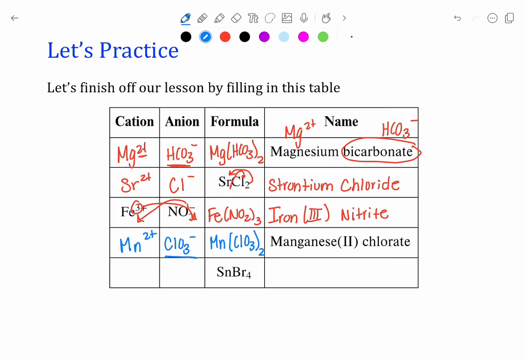And finally, we have SnBr4. We know bromine has a charge of -1, and since there's 4 of them in here, that means tin must have a charge of 4+. So its name would be tin 4 bromide. Remember, tin is not in the transition elements, but because it's on the other side of the periodic table, it's not in group 1 or 2, it can have a variable charge, so we should always show its charge as a Roman numeral.